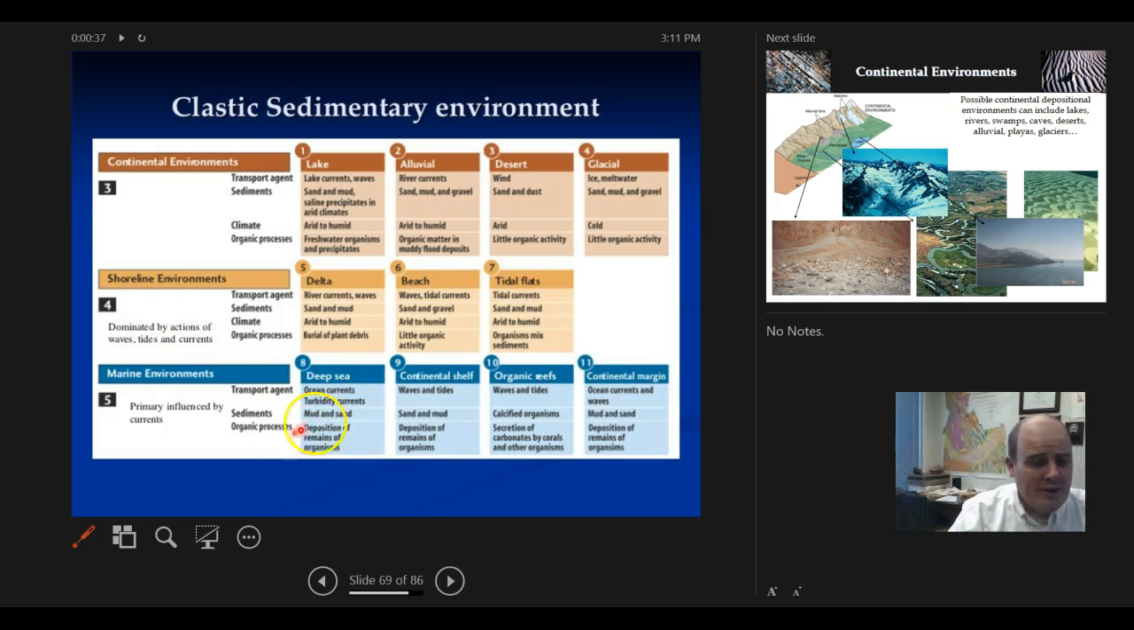Then we have what we call marine deposits, like deep sea, where the ocean currents will deposit sediments slowly at the bottom. The shelf itself, the edge of the continent, where the sediment will fall off the edge of the continent. That's what we call a continental shelf. The reefs, organic reefs, where we can form limestones, and then continental margins, which can also get muds and clays and shells and stuff like that.